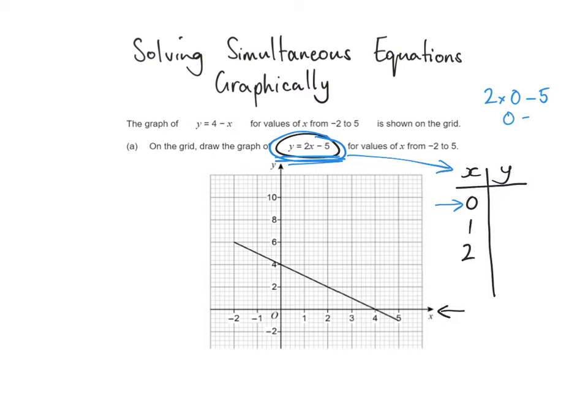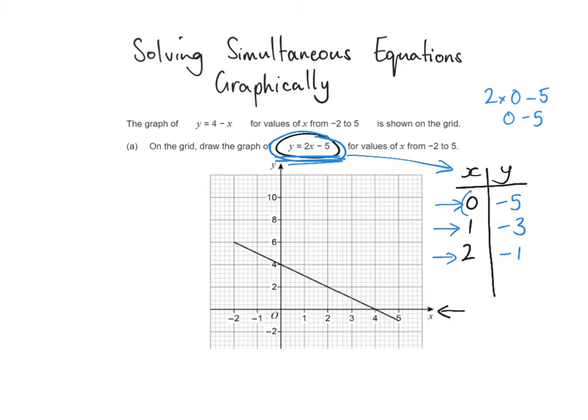2 times 0 is 0, subtract 5. This one must be -5. Next time, I'm going to substitute x is 1 in. So 2 times 1 subtract 5 is 2 subtract 5, which is -3. Now I'm going to substitute the number 2 in. So 2 times 2 is 4, subtract 5 is -1.